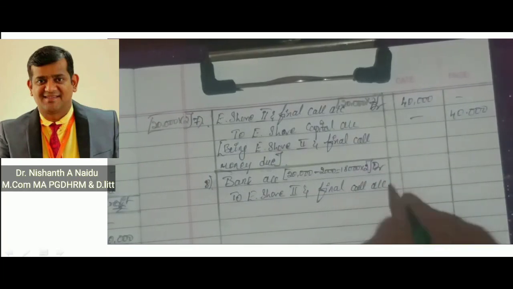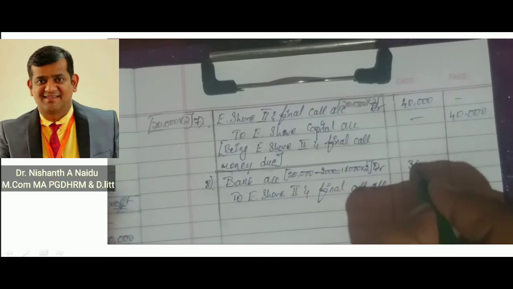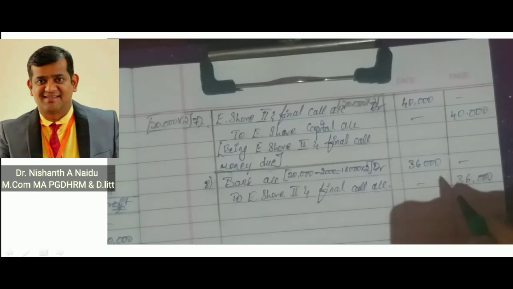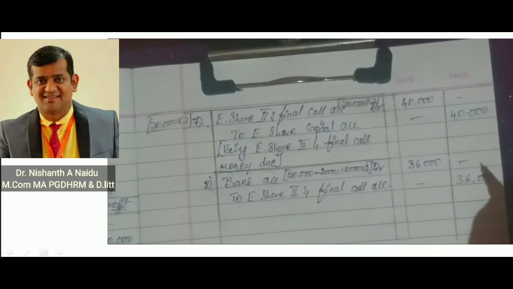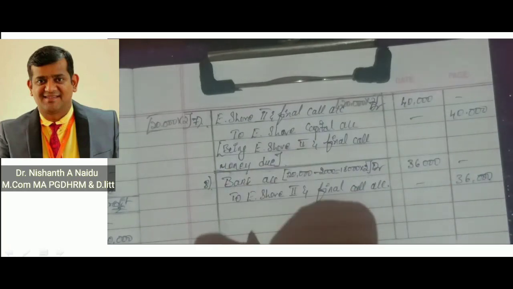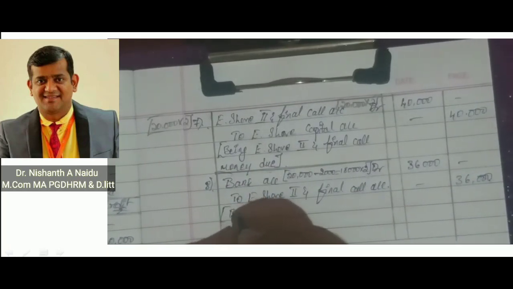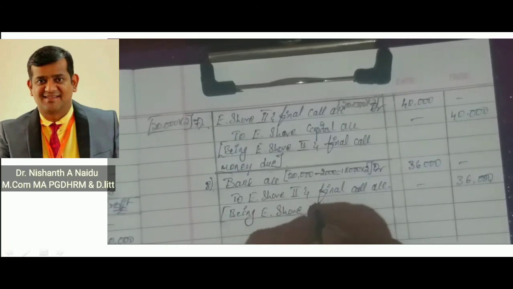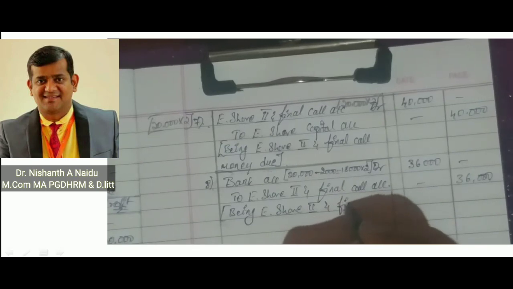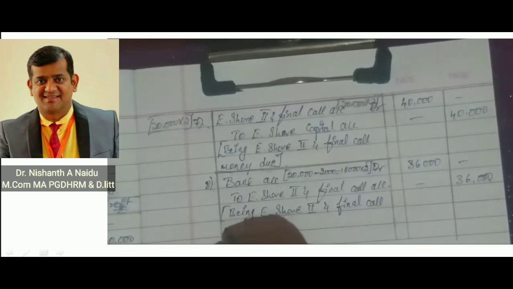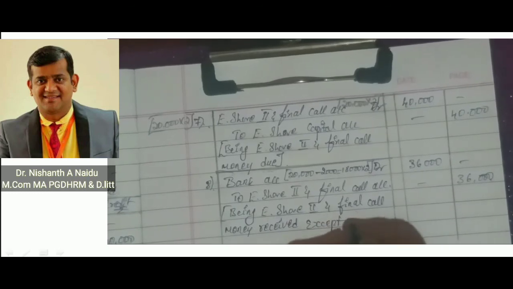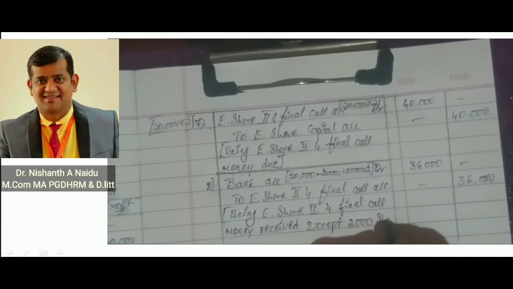So 18,000 into 2, that comes to 36,000 and 36,000. So narration you know, right? Write the narration being equity share second and final call money received except 2,000 shares.